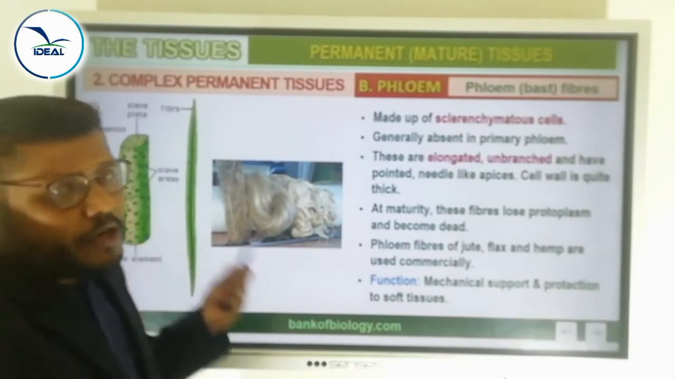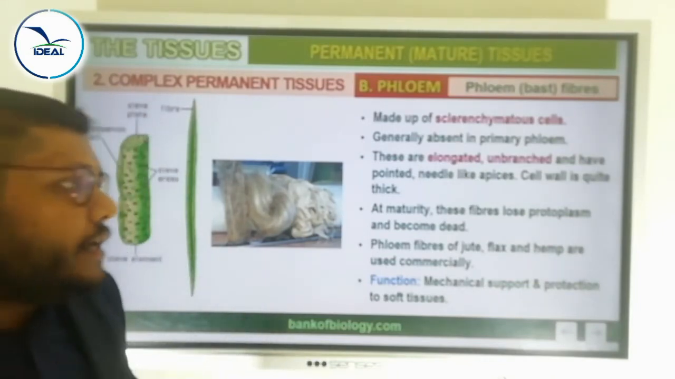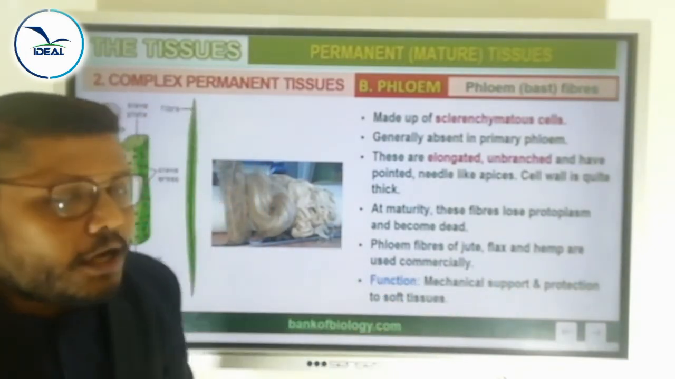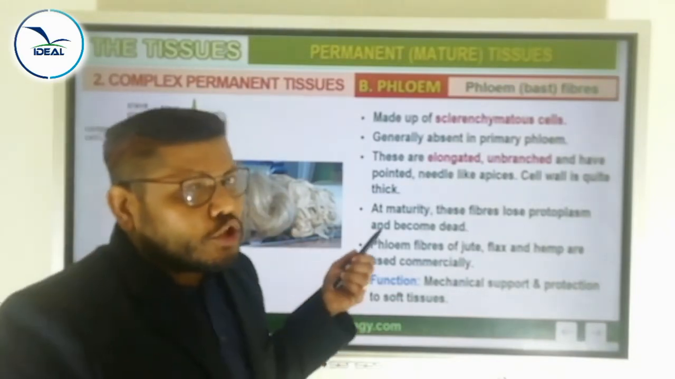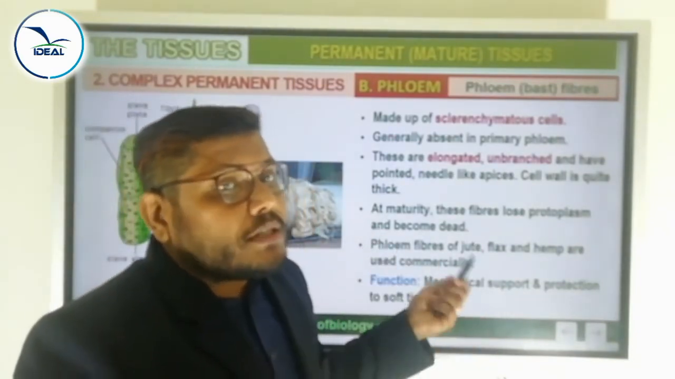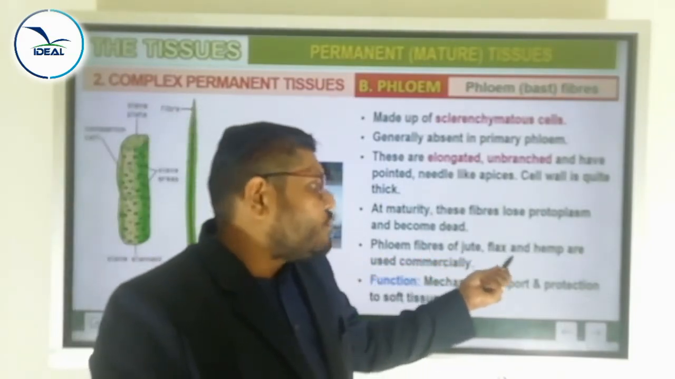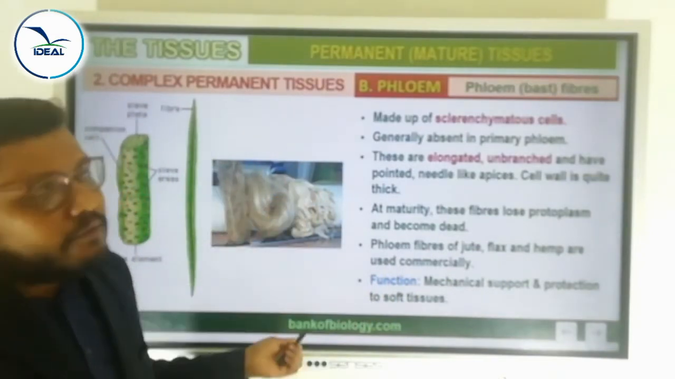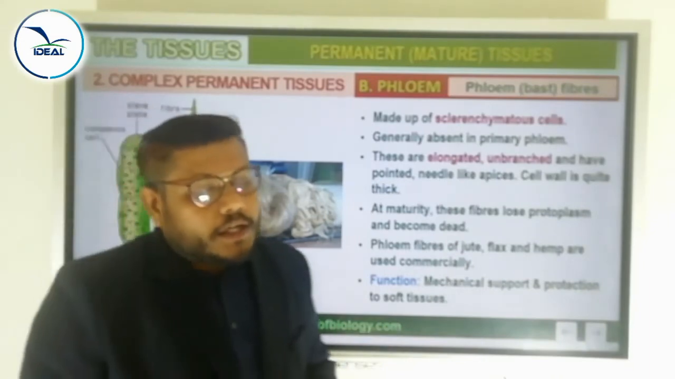Using these phloem fibers, we can make many commercial products and sell them commercially. Phloem fibers of jute, flax and hemp are used commercially. The functions performed by the phloem fiber are mechanical support and protection of soft tissues.